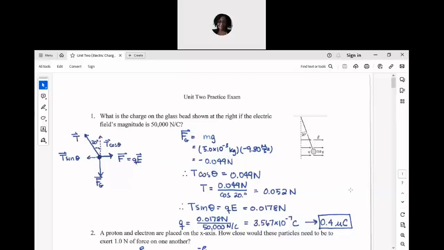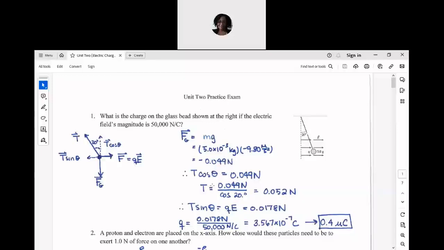So let's start with the gravitational force. That is just mass times free fall acceleration. I retained a negative sign here just because of the coordinate system choice that I made, but it is the magnitude that you'll use to determine what T is. So the gravitational force is negative 0.049 newtons. That means that T cosine theta is exactly the same magnitude, but positive. Now the tension in the string can be found, 0.052 newtons.